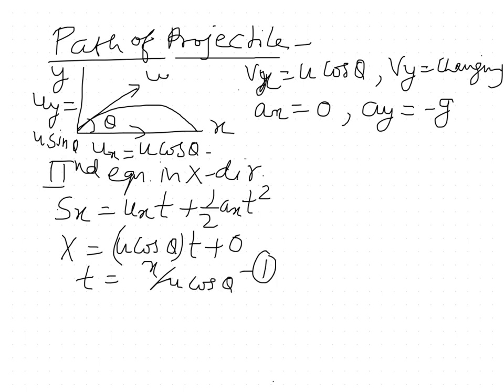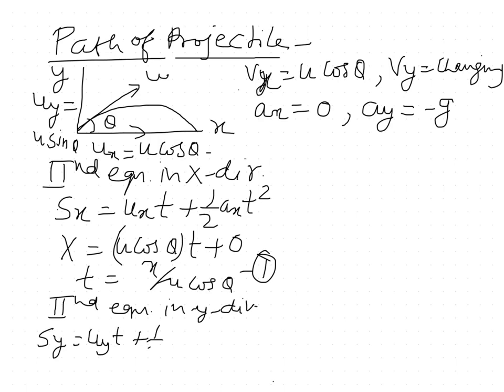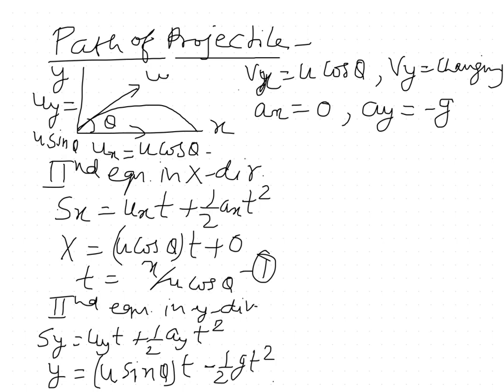So this is our equation number 1. Now in another direction, we apply the second equation of motion, the second equation in y direction. So we can write Sy equal to uy t plus half ay t square. Now placing the values, we can write y equal to u sin theta into t, uy is equal to u sin theta, minus half g t square. So this is our second equation of motion in y direction.